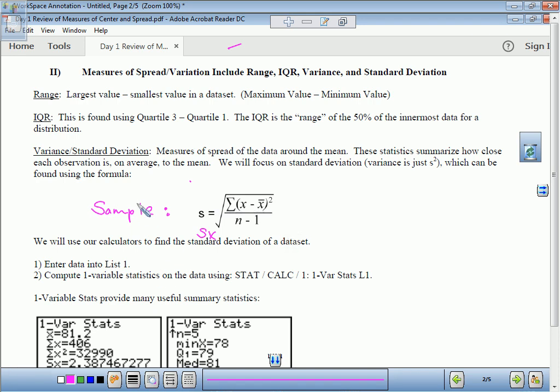So the first type of standard deviation is for a sample. The other one would be for the entire population. If we had the entire population, the formula wouldn't change very much. Instead of dividing by n minus 1, you just divide by n. We don't have to allow room for error because we don't have a sample. So it would look like this.